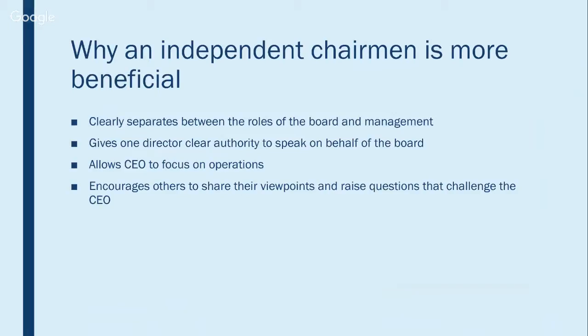An independent chairman is more beneficial because it clearly separates the roles of the board and management. This goes back to my earlier slide, where you have monitoring and you have managing. It gives one director clear authority to speak on behalf of the board. In many cases, some meetings must not have individuals who are involved with the company. They must be all independent individuals on the board. So if you have an independent director, it avoids all that. You always have that one director who is involved with every meeting.